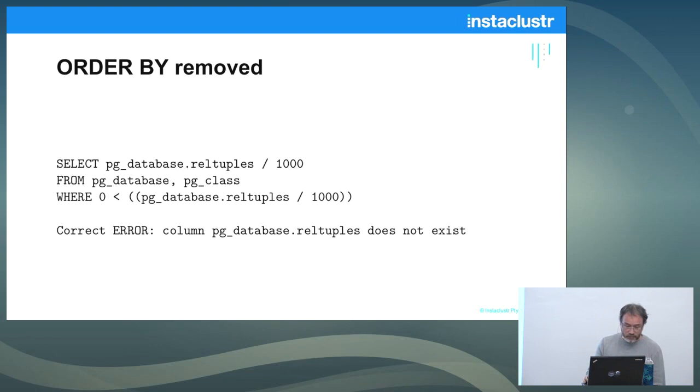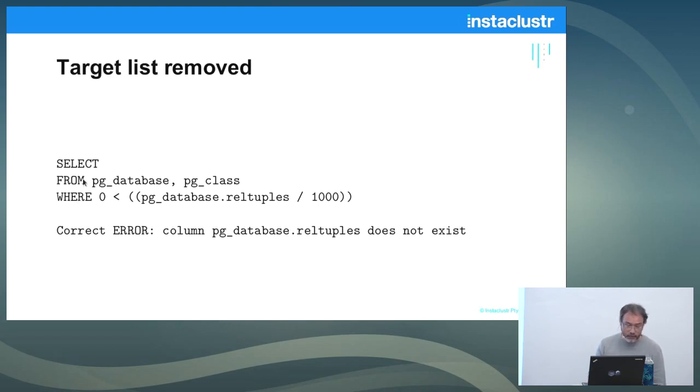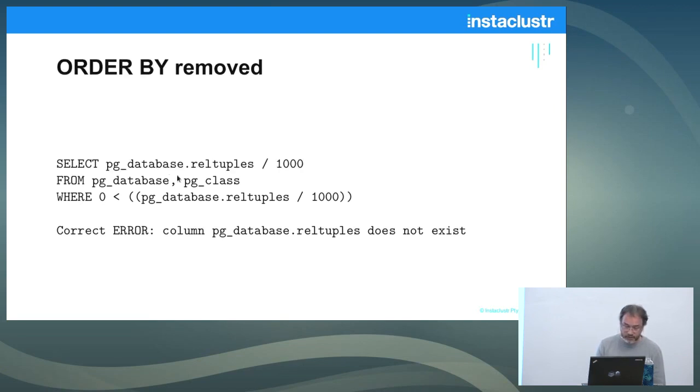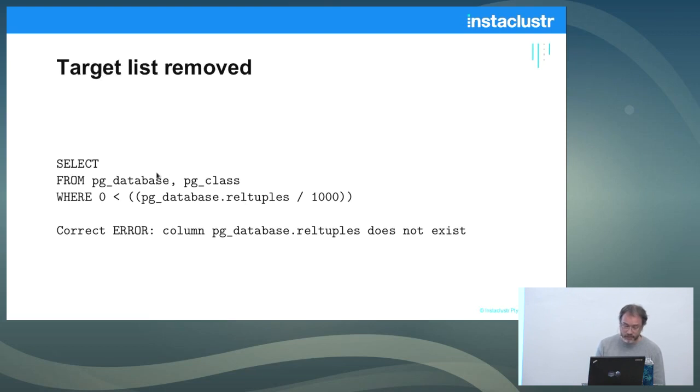Now, the tool tries to remove the entire target list of that query. We say select something from something, but we can actually try not selecting something. And surprisingly, the error message is still the same because it was saying pg_database.reltuples twice in here. So this here is just enough to trigger the problem.